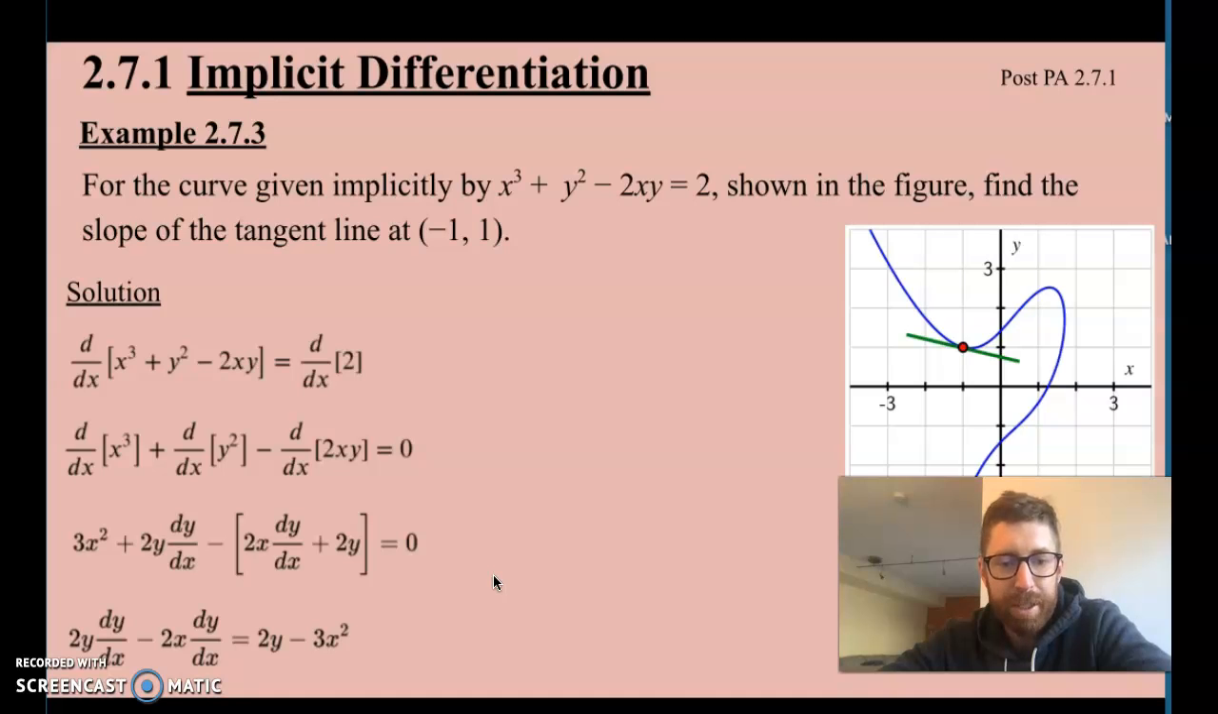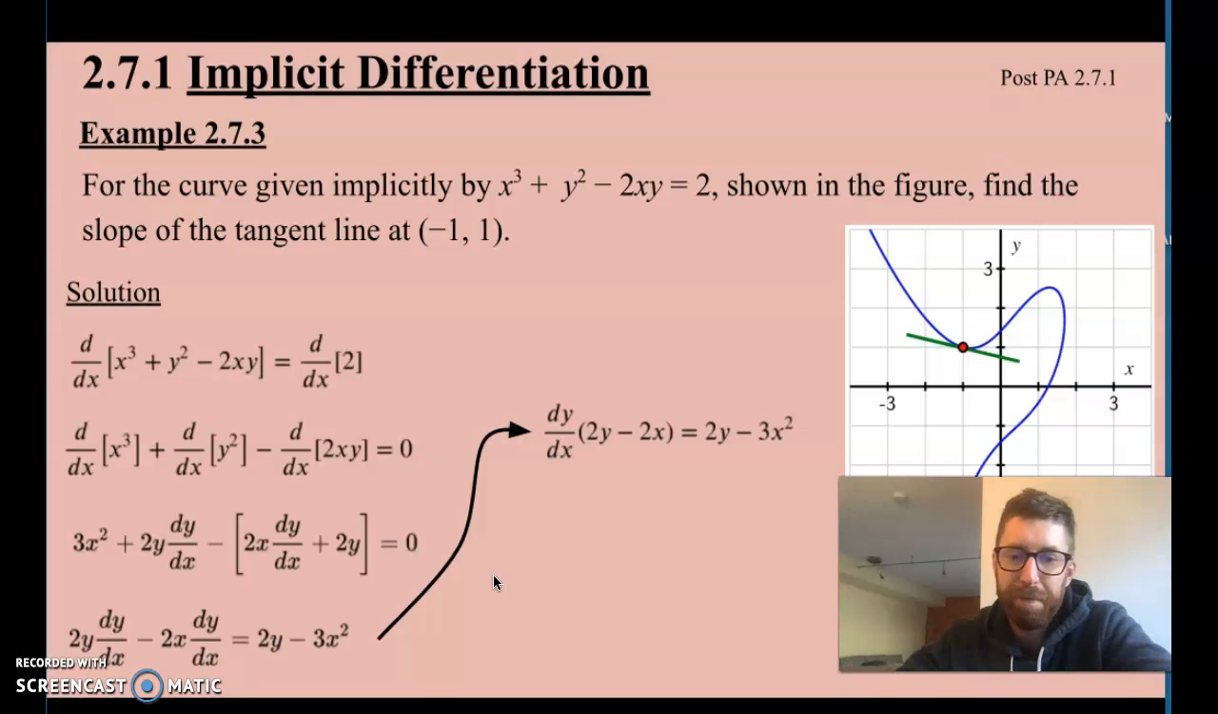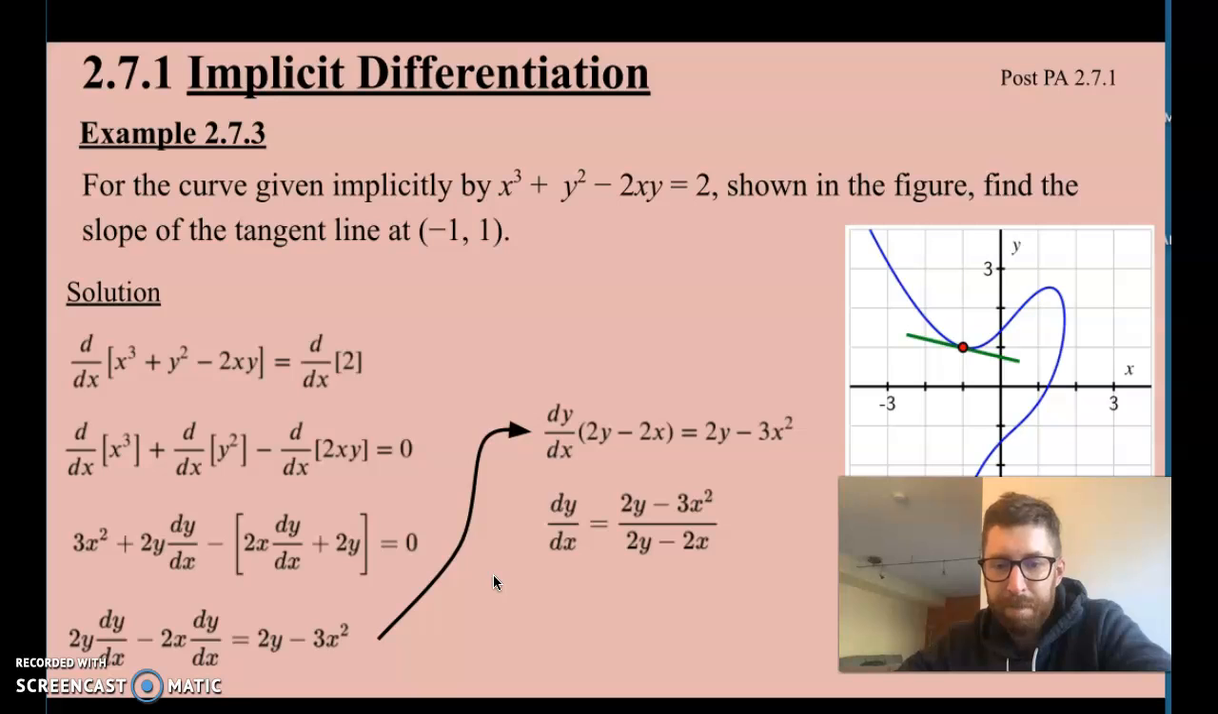is get everything that has a dy dx on one side of the equation, and everything that doesn't have a dy dx on the other side of the equation. So we're going to have to manipulate the equation a little bit. From there we can factor out, because on the left side of the equation we have a dy dx in both terms, so we can undistribute, or factor out, that dy dx. And then finally we can divide by the thing that is being multiplied by dy dx.